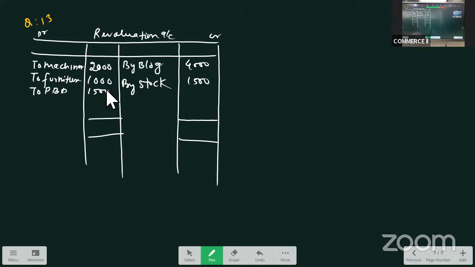Credit side we have 5,500. Debit side we have 4,500. So revaluation profit is 1,000, which has to be distributed between Praveen and Naveen. What is the profit sharing ratio? It is 3:1. So 1,000 into 3 by 4, 750 will go to Praveen, 250 will go to Naveen. Okay. Is it clear?